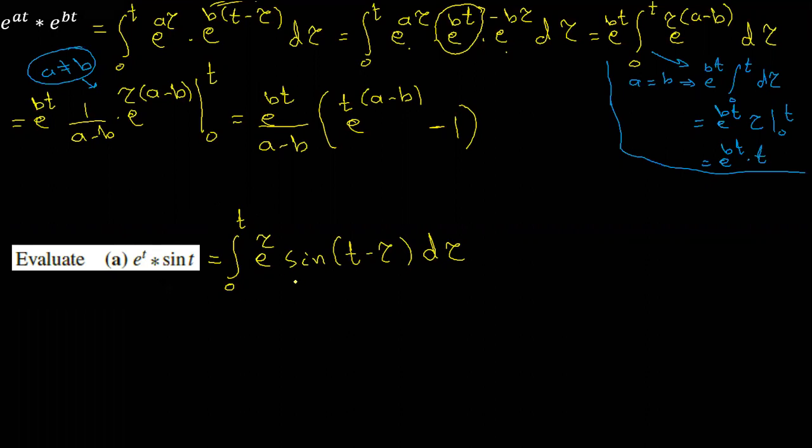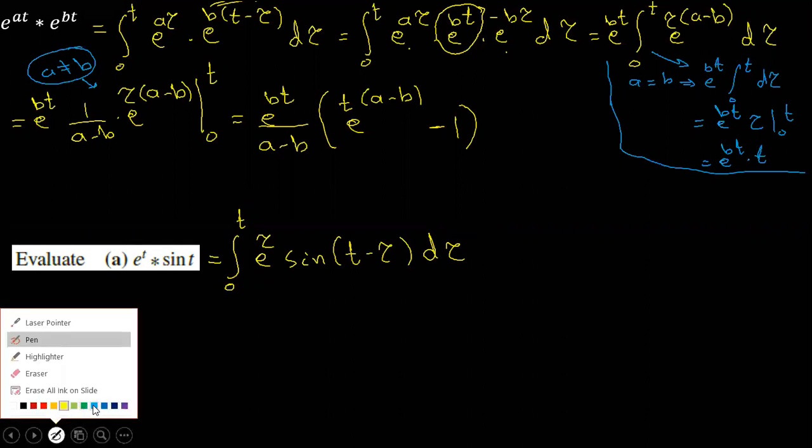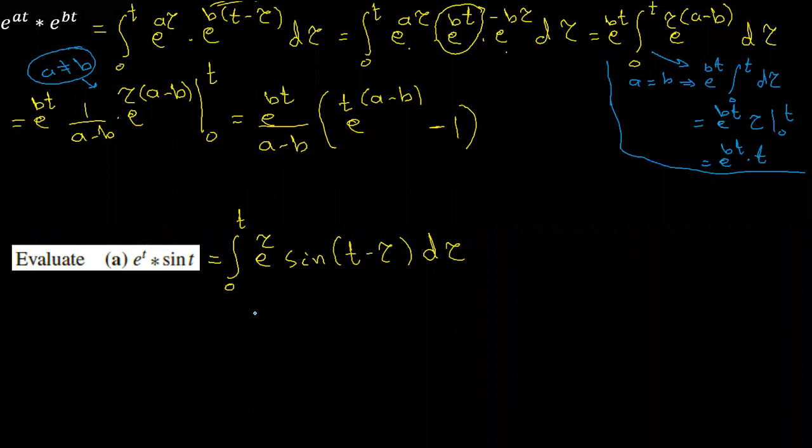How to integrate a product between two functions? One of them is the exponential and the second is trigonometric. Do you remember how to integrate this function? Please speak. How to integrate the product between exponential and trigonometric? I'm going to use the integration by parts.